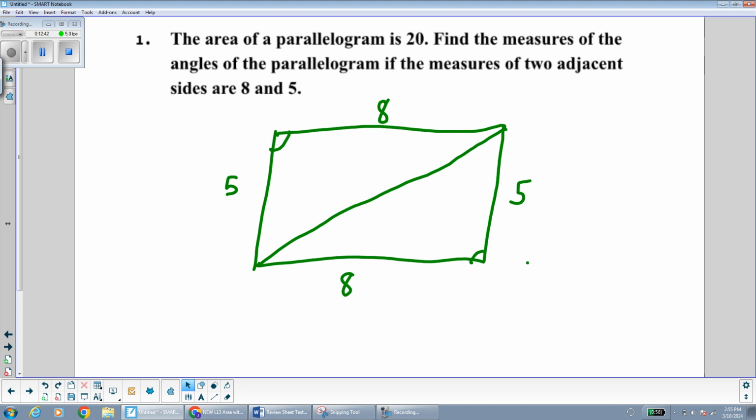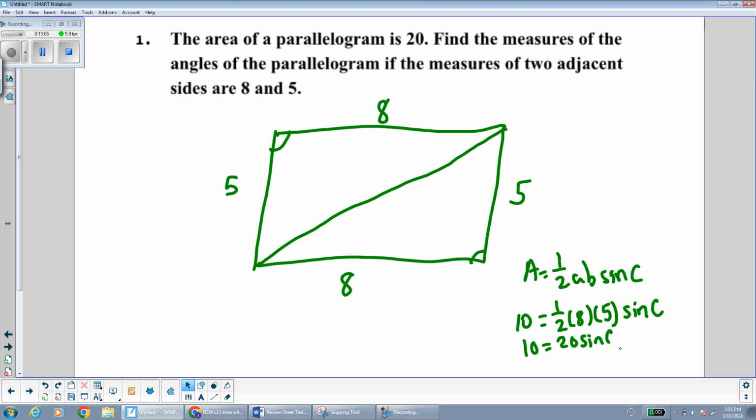So if I take my formula for the area of a triangle with trig, I know that each triangle has an area of 10. I know that the two sides next to each other are 8 and 5, but I don't know what angle C is. 8 times 5 is 40. Half of 40 is 20. So we have 10 equals 20 sine of angle C. If I divide both sides by 20, 10 divided by 20 is 1/2.